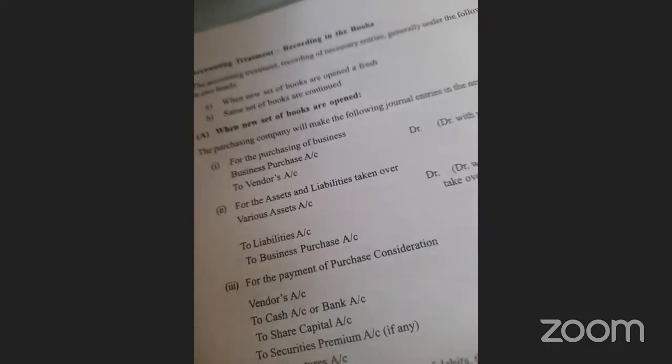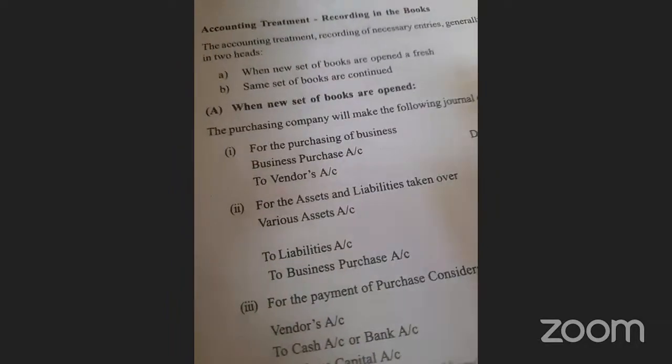The purchasing company will make the following journal entries in the new set of books. Only the purchasing company will maintain the books, and only in the books of the purchasing company is there an accounting treatment. Not the vendor company, because the vendor company is going to close. The A company has taken over. That's why only the purchasing company will maintain the accounting treatment.